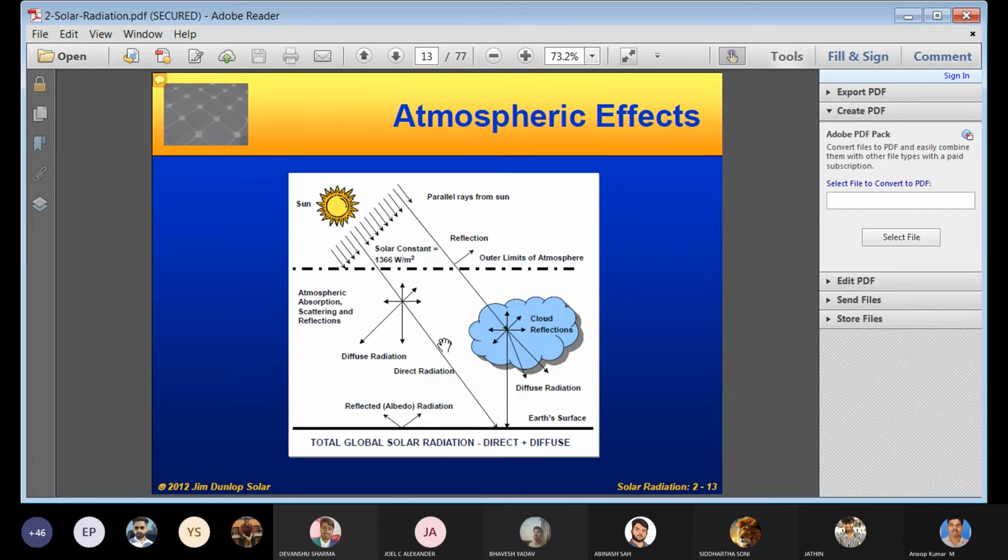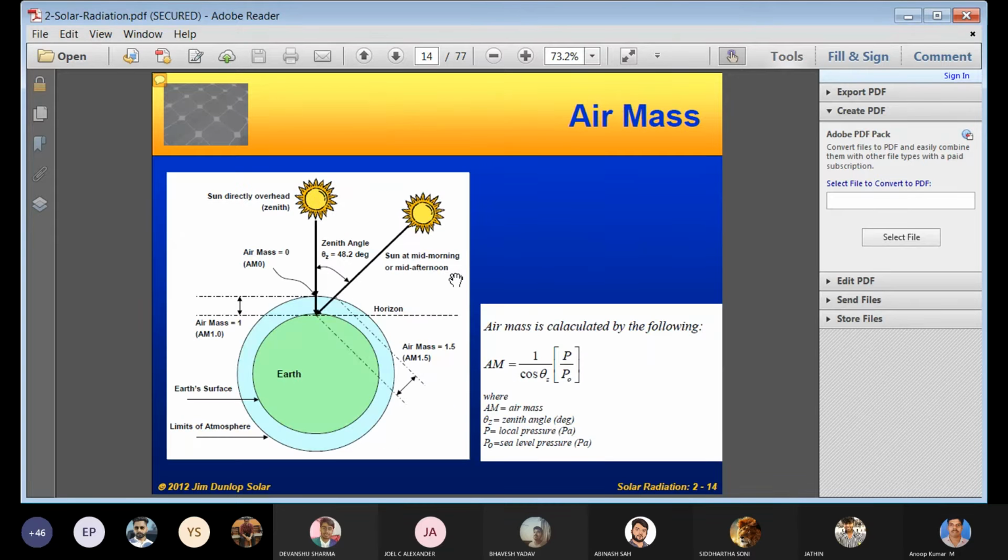You can discuss more about this later. So these are the things about solar radiation. Now, air mass. There is a concept called air mass. Have you heard about air mass?